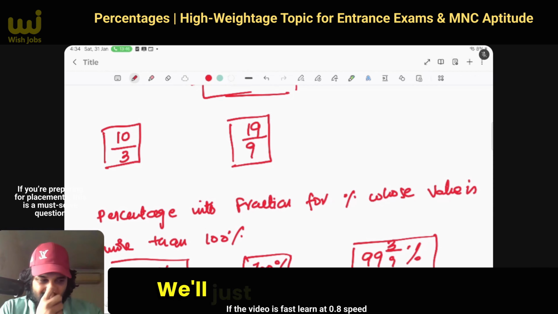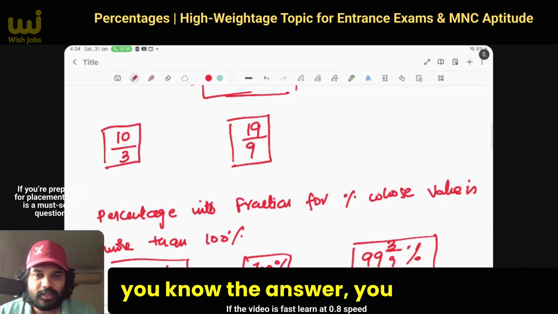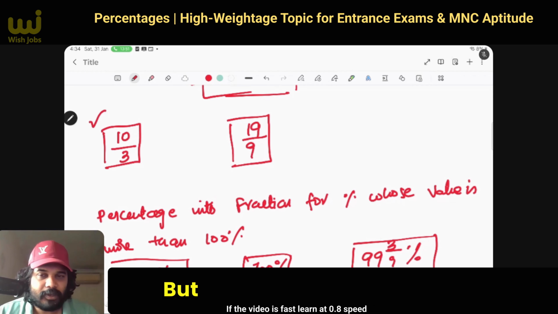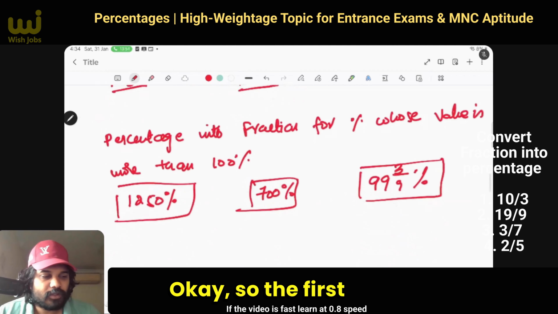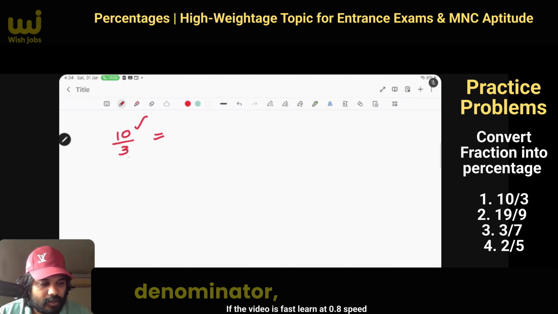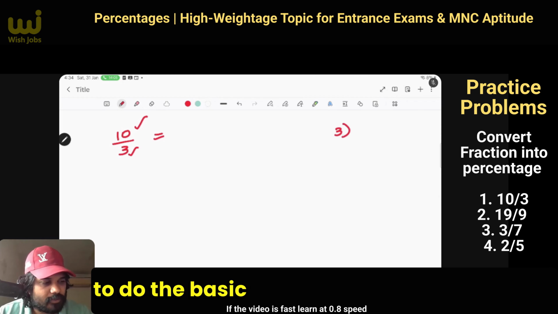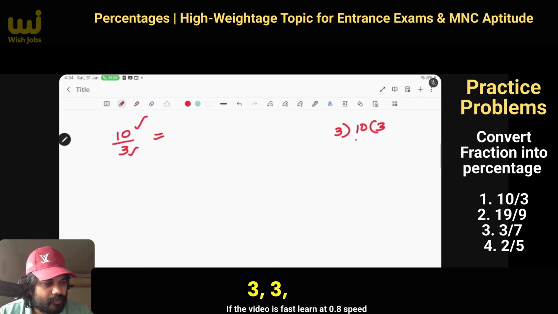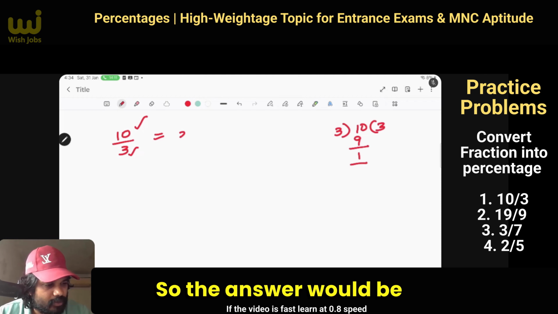So great. We'll just convert, and if you know the answer, you just paste it in our messages. But I'll try to solve it. Okay, so the first one is 10 by 3, right? When you have numerator greater than denominator, you just need to do the basic fraction calculation. 3 3s are 9. So the answer would be 3 1 by 3.